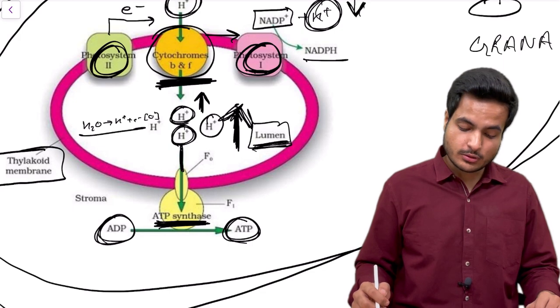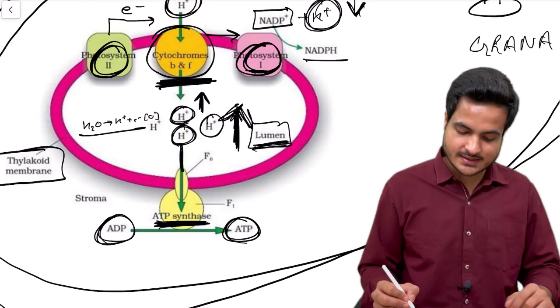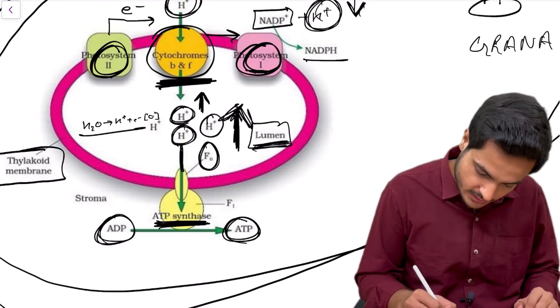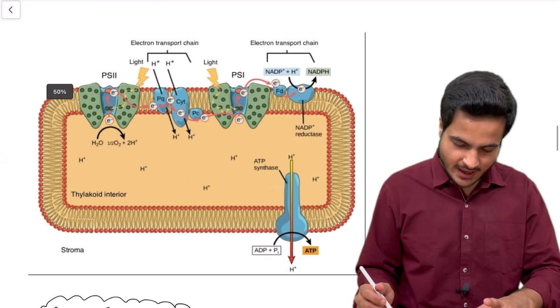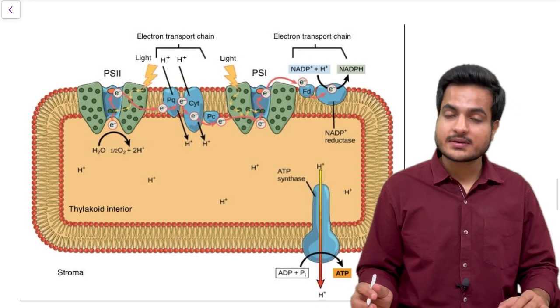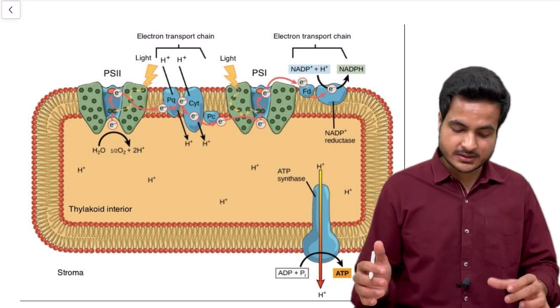So here we need to stress that this ATP synthase enzyme has two parts. One is F0 and one is F1. Let us discuss them in detail. We have another diagram from the internet which will make it crystal clear to you.